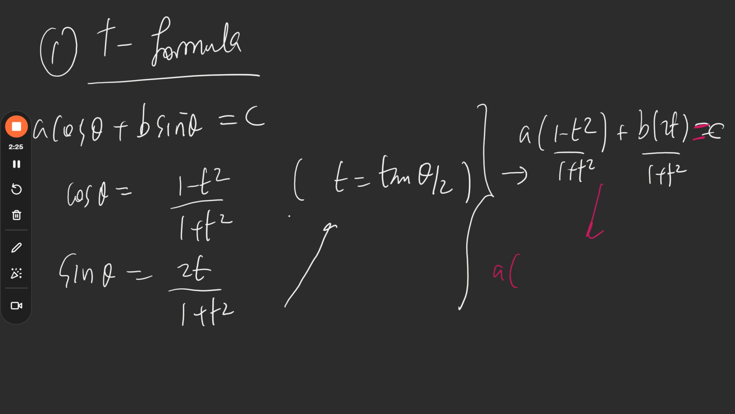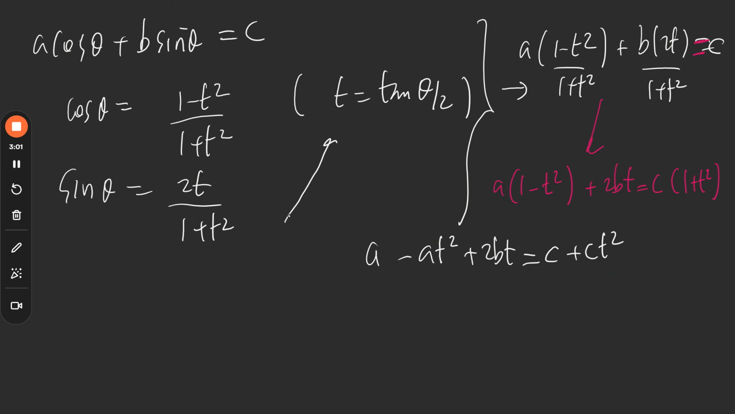So I'll be having a times 1 minus t square plus 2bt equals c in the bracket 1 plus t square. You rearrange your equation in such a way that you have a very good quadratic equation. So I'll be having a minus a t square plus 2bt equals c plus c t square.